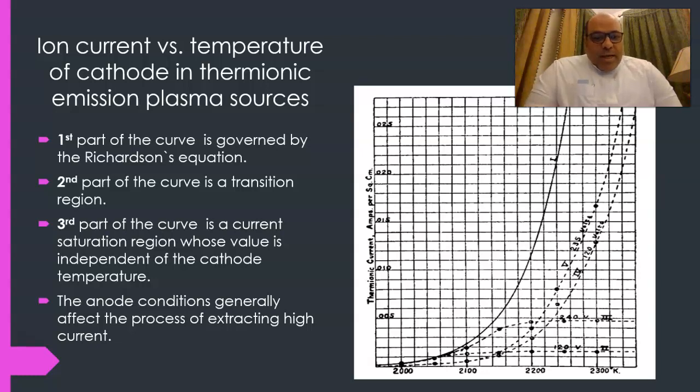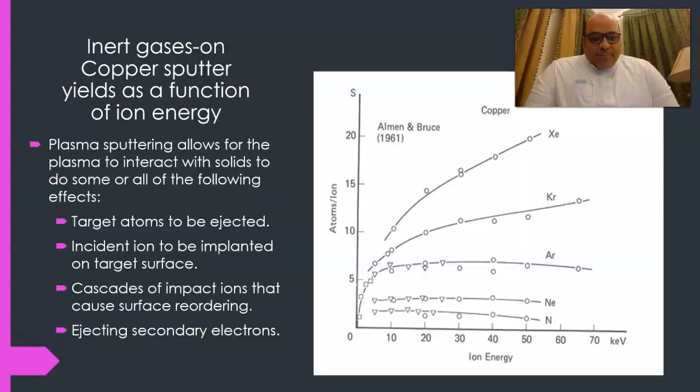thermionic emission can grow actually higher if we can manipulate some of the discharge conditions. This is also some of the old data in the 60s and well-established data that shows even at 500 eV ions we can get a good sputter yield.